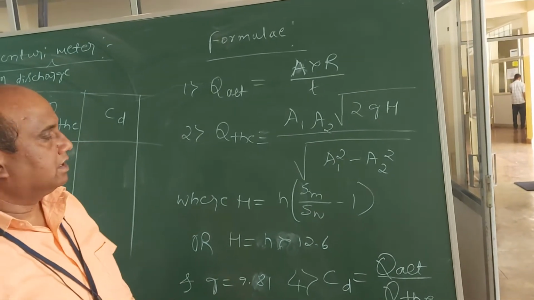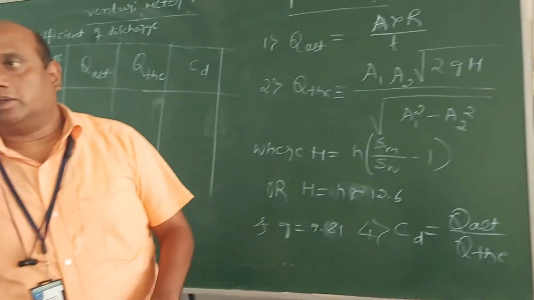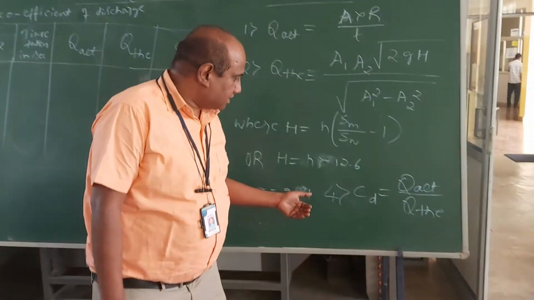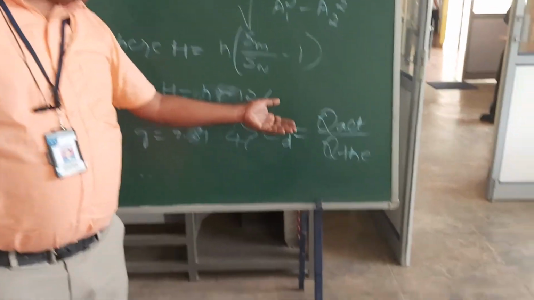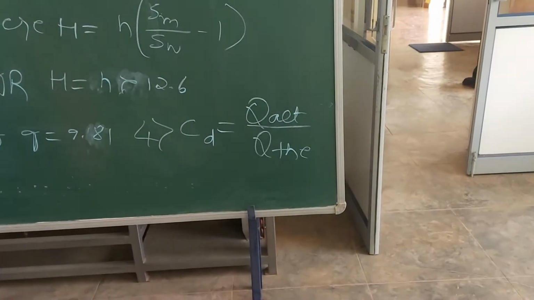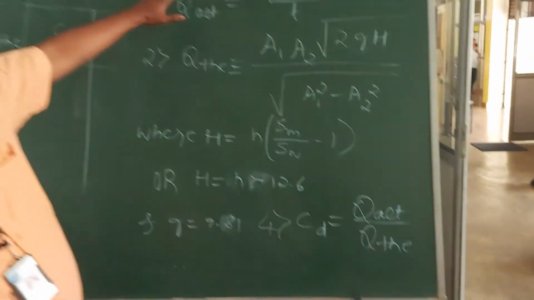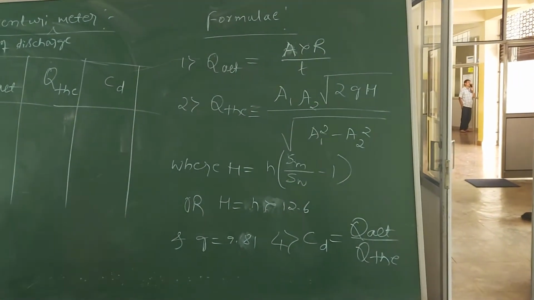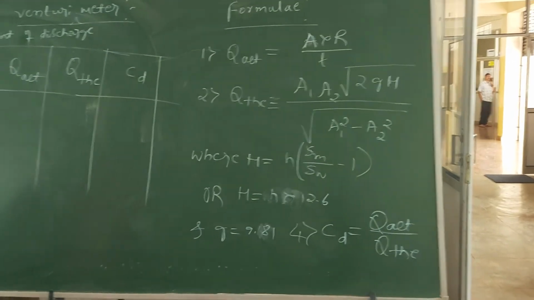And at last, the ultimate aim of carrying out this experiment is to find out the coefficient of discharge. So that we can calculate by knowing the Q actual and Q theoretical. Hope you understood. So these are the formulae that we require to find out the coefficient of discharge. I repeat it once again now.